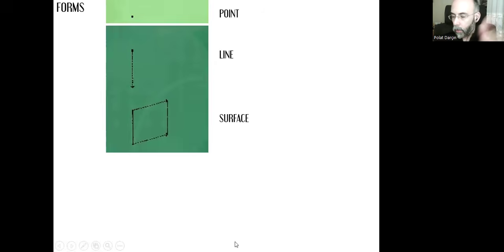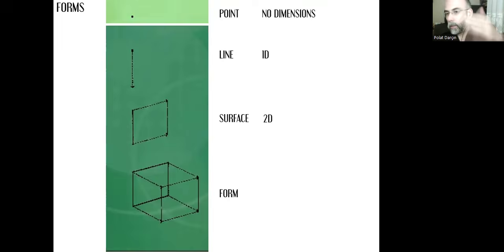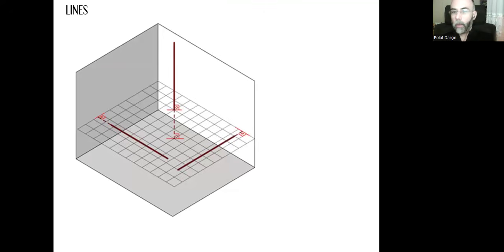If we have two or more lines, we can define a surface. And with the combination of different surfaces, we can have a form, a three-dimensional form. Point has no dimension, line can have only one dimension, theoretically. Surfaces, without their thickness, we can only talk about as two-dimensional. And the form is the three-dimensional element, let's say. We can have different lines. These can be horizontal, parallel to the surface of the Earth, or they can be perpendicular.